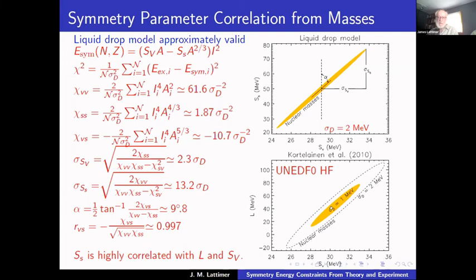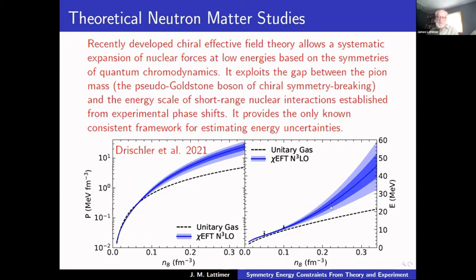Now we can also look at theoretical neutron matter studies, and chiral effective field theory allows systematic expansions of nuclear forces. And what's interesting about it is it provides the only known consistent framework currently for estimating uncertainties. So here are some recent results. There have been several groups that have looked at this. Drischler et al. give the pressure as a function of density and energy as a function of density. The 1 and 2 sigma uncertainties estimated self-consistently are shown as the dark blue and lighter blue bands.